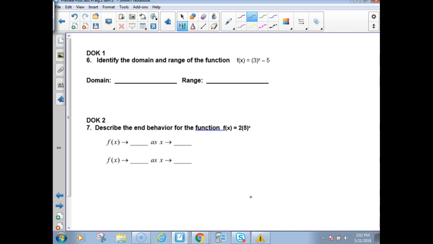Number 6, identify the domain and range of this function. You should know that's exponential growth with a vertical shift down 5. Okay, so that would be an asymptote down here. If you did stick in 0 for x, if you just wanted to check out the graph, it's not that you have to graph this to do it. You could look on your graphing calculator and see it.